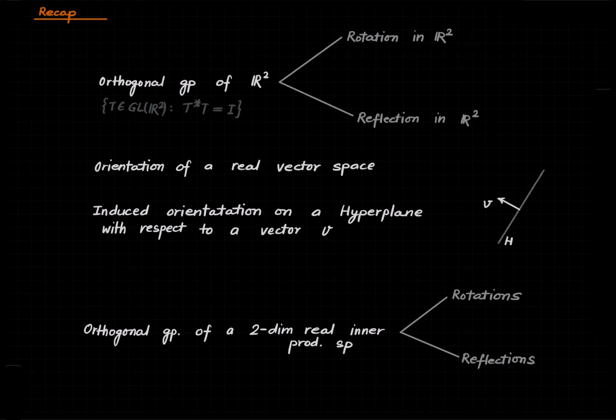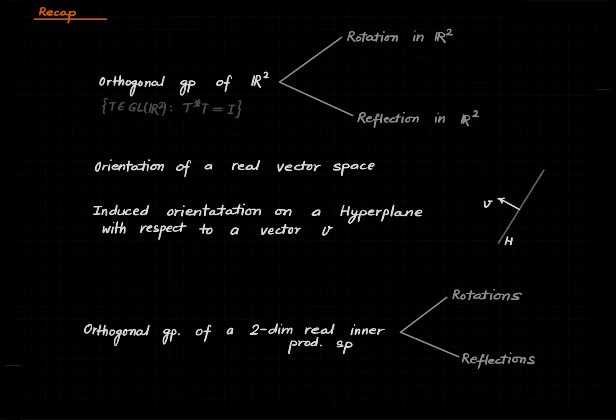Let me not get into the details of what these definitions were. I am assuming that you're familiar with them. And after being done with this, we wanted to do the same thing for an arbitrary or an abstract two-dimensional real inner product space. Can we break down or explicitly describe the orthogonal group of an arbitrary two-dimensional real inner product space in terms of rotations and reflections?